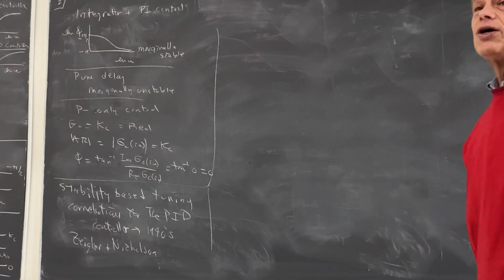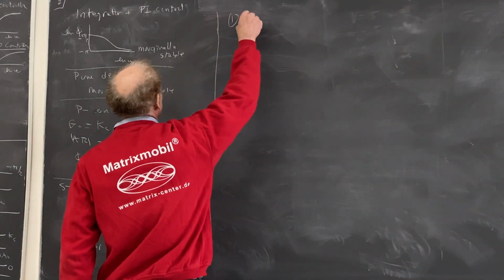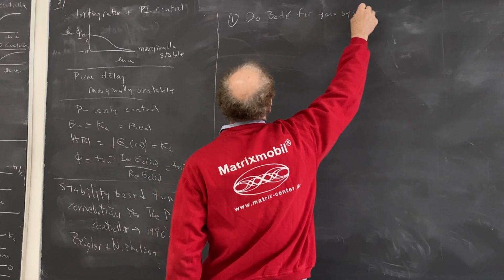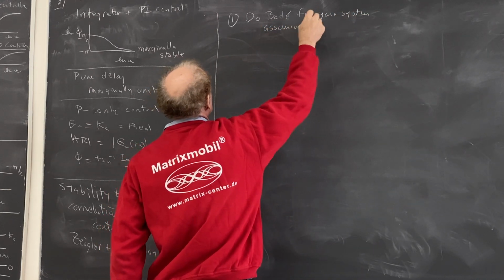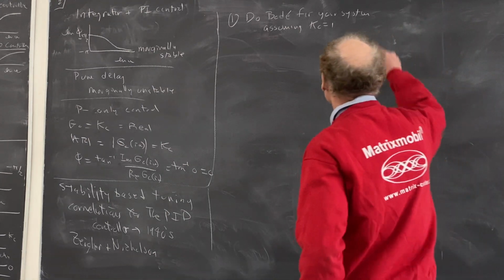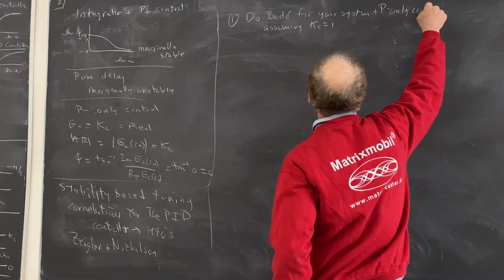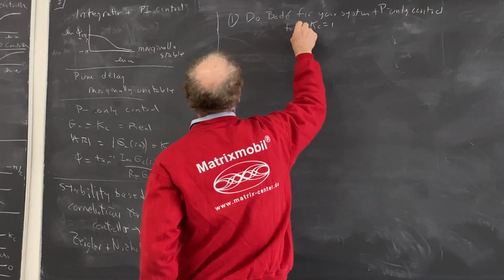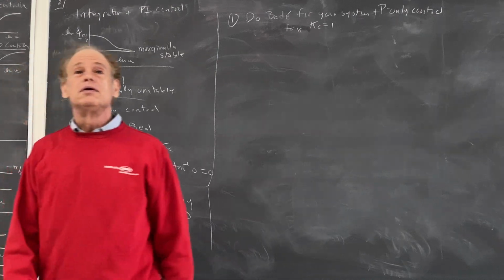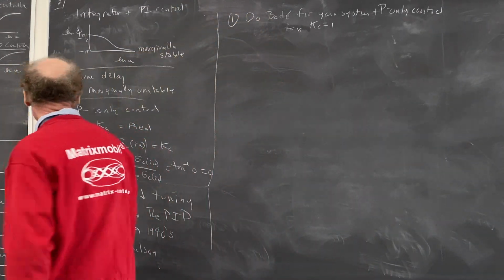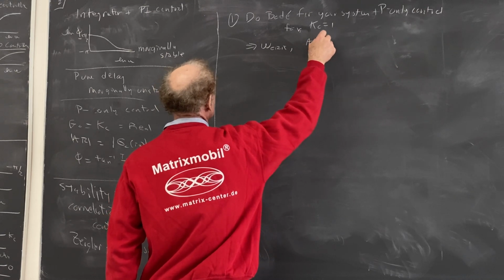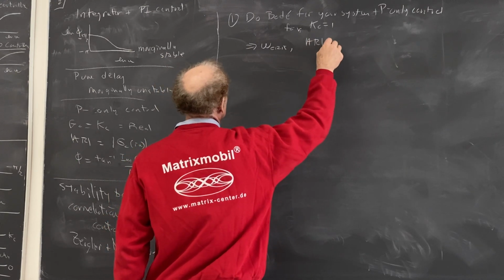Okay, so in the Ziegler-Nichols correlations, you do the Bode plot for your system, assuming Kc is 1. So do the plots for your system with P only control, for Kc equal to 1. So take proportional only control, the easy one, set Kc equal to 1, and do the Bode plots. From the Bode plots, you're going to get an omega critical, and it will give you an amplitude ratio, critical.